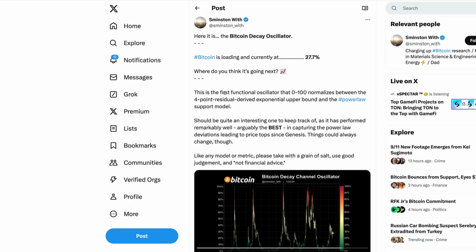This is the first functional oscillator that normalizes 0 to 100 between the 4-point residual derived exponential upper bound and the power law support model. So it should be quite an interesting one to keep track of, as it has performed remarkably well, arguably the best in capturing the power law deviations leading to price tops since Genesis. Things could always change, though, of course. This is never set in stone.